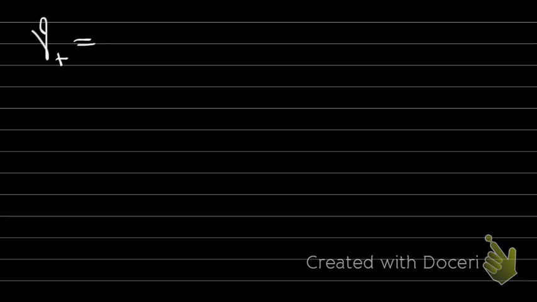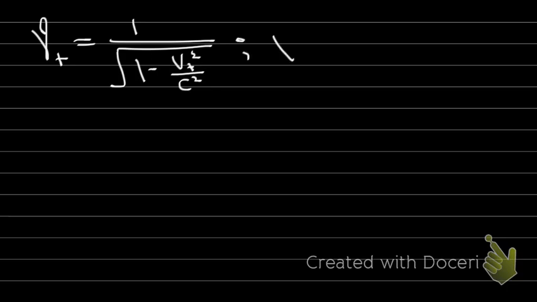which is 1 over, and remember again, this is just the Lorentz factor, the square root of 1 minus v plus squared over c squared, right? But now we know that our v plus, from Einstein's addition rule for velocities, is (v minus u) over (1 minus v times u over c squared), right?